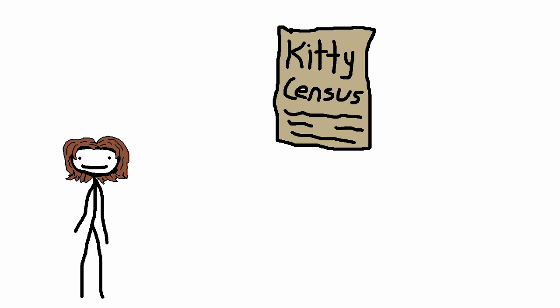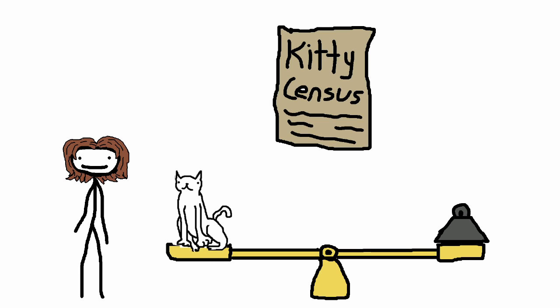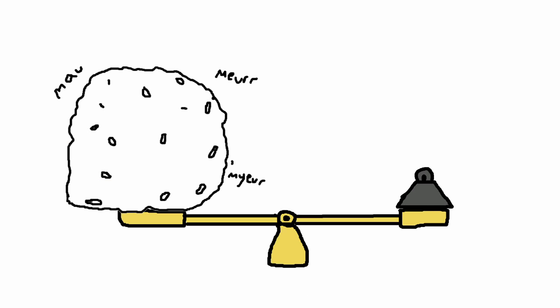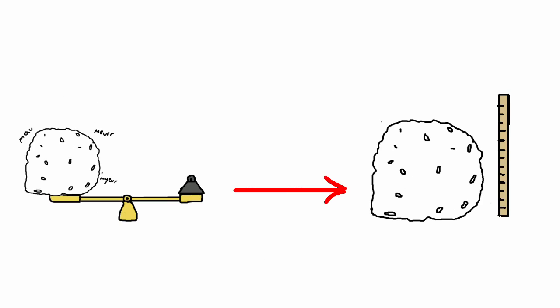So first, I found the full population of a given creature or set of creatures. Then I would take the average weight of that creature and multiply the two together to get the total mass of that creature on Earth. To go from mass to volume, however, you still need the density of whatever you're measuring.